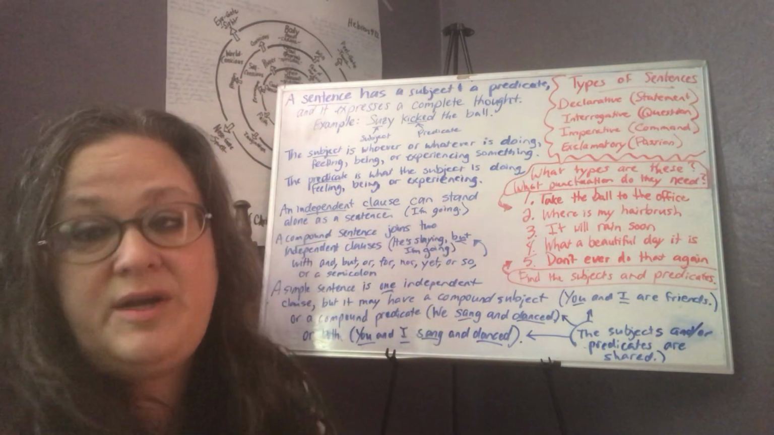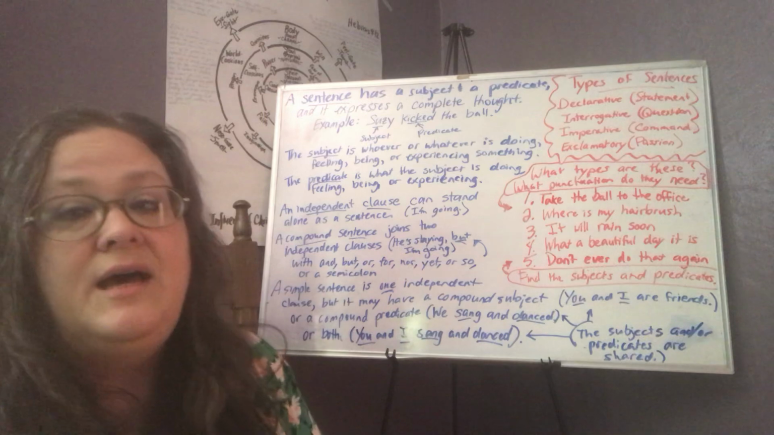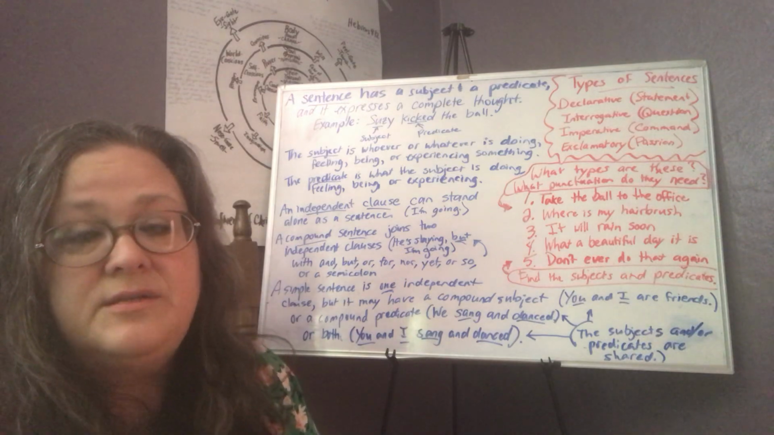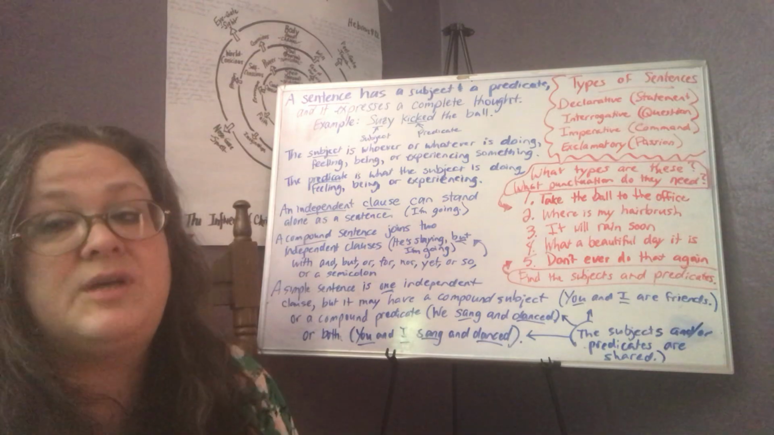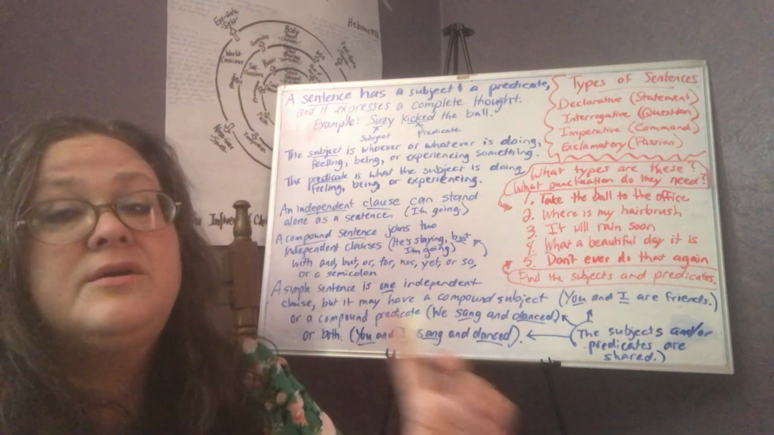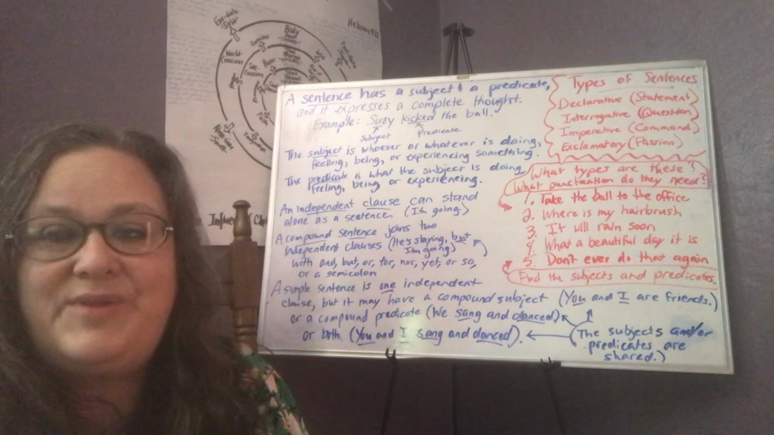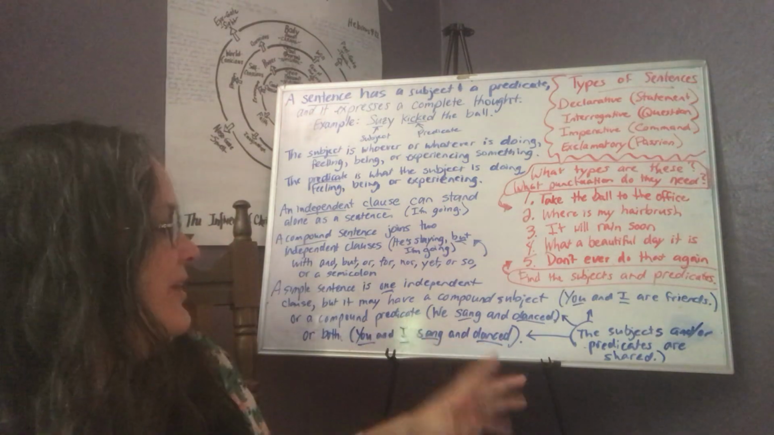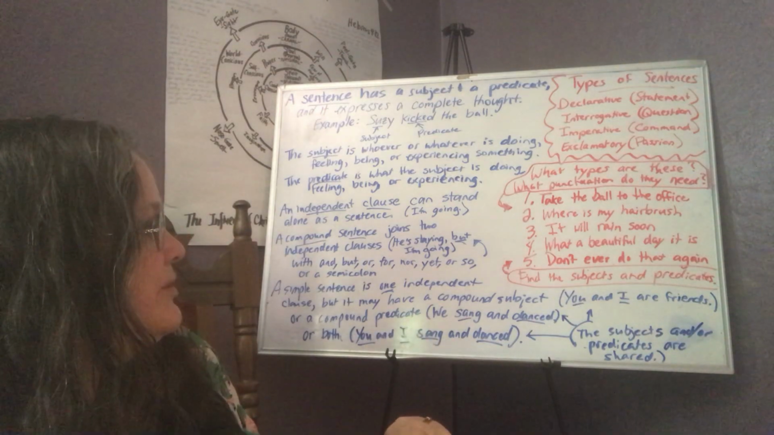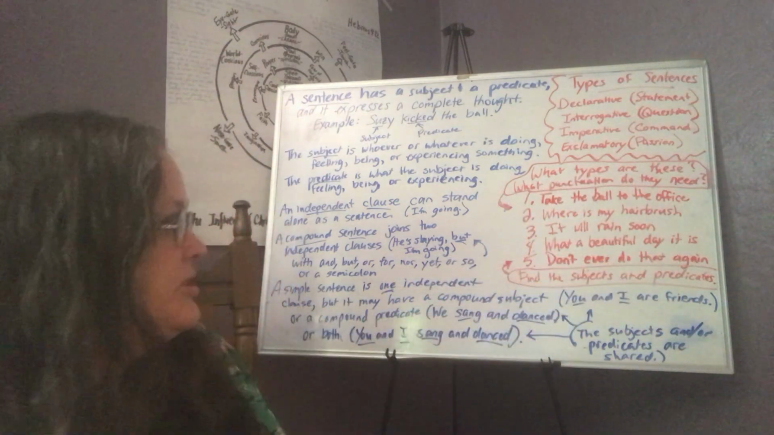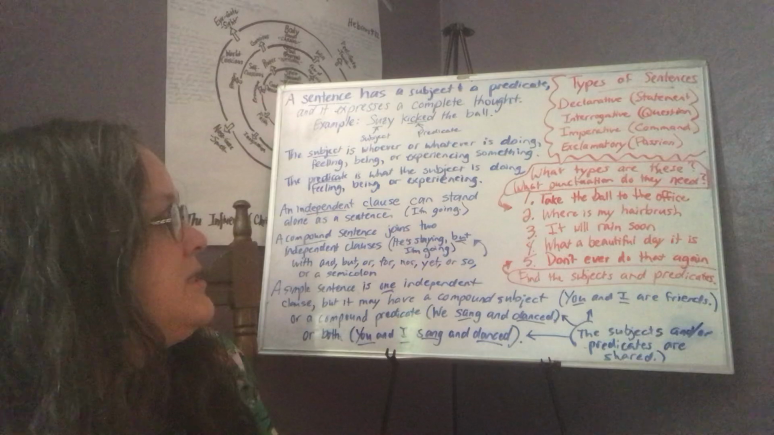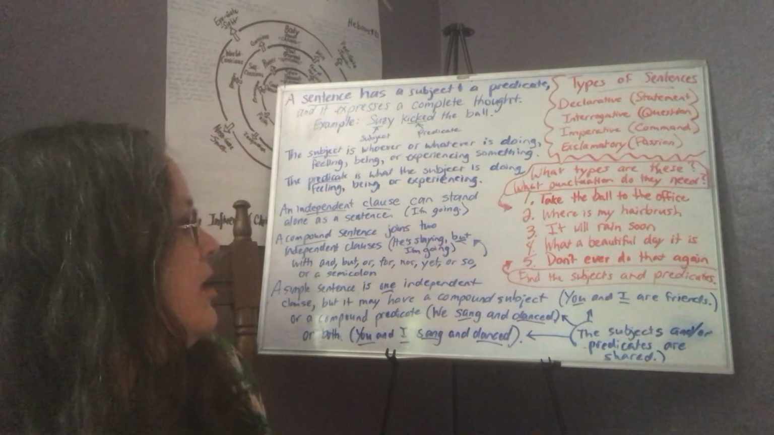If I were to rearrange that sentence and say, I sang and you danced, then it would be a compound sentence because you would have subject predicate, conjunction, subject predicate. I hope that makes sense to you. All right, so now I'm going to look at these sentences where I have not put in punctuation and figure out what types of sentences they are.